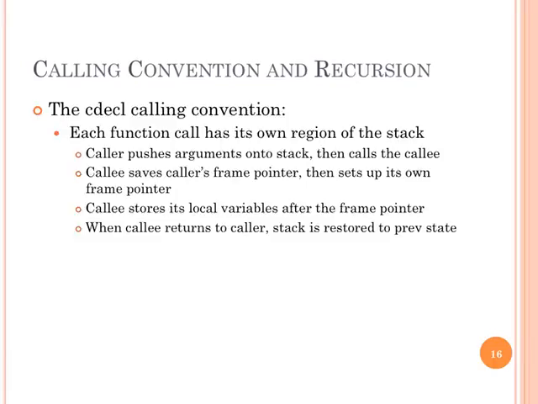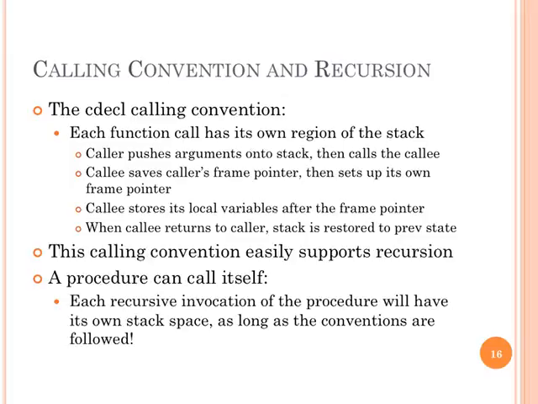Let's see. So, because of the nature of cdecl, you'll notice that each function call has its own area of the stack that it works with. Remember, we call that the stack frame. We reference it through the frame pointer, or EBP. Like I say, the caller pushes the arguments onto the stack and calls the callee. The callee saves the caller's frame pointer. We have an agreement as to what registers can be mucked with and which ones cannot. And the callee makes sure to restore all of the state it's responsible for restoring before it goes back to the caller.